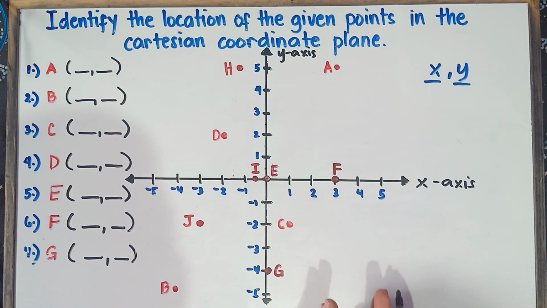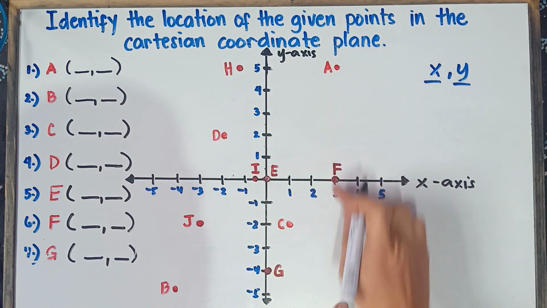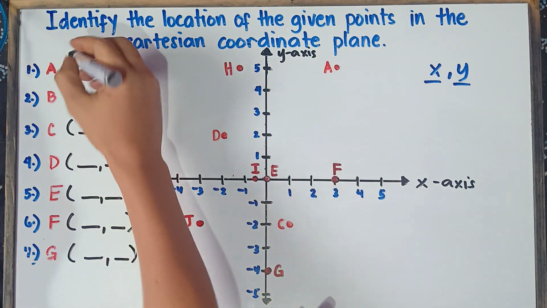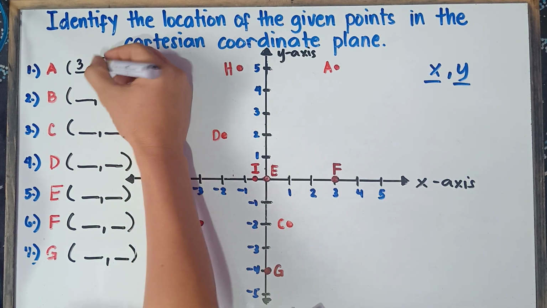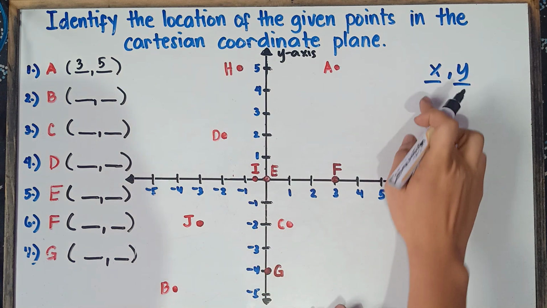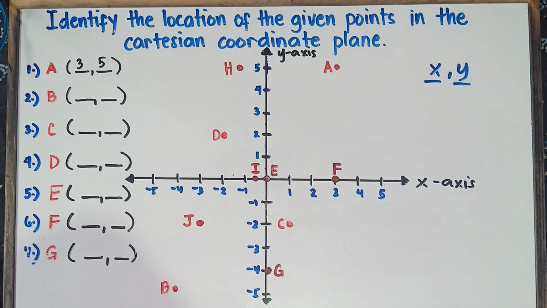Okay, once again, I hope you're not confused. For point A, x would be positive 3, and then for y, that would be positive 5. So this will be 3 and then 5. Once again, guys, it's always x and then y. X comes first before y. Alright, letter B.